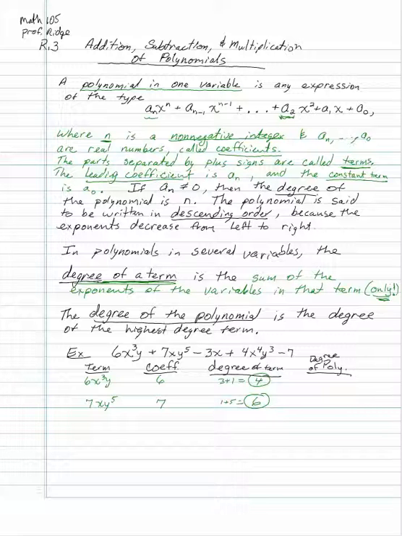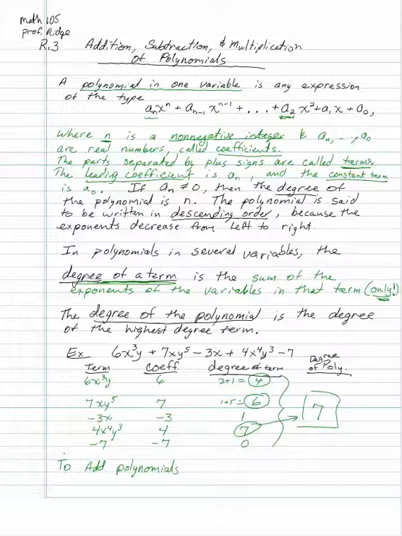The next term is negative 3x. So negative 3 is the coefficient, and the degree is just 1. The next term is 4x to the fourth y cubed. The coefficient is 4, and the degree is 4 plus 3, which is 7. And the last term is negative 7. The coefficient is negative 7, and the degree is 0. So the degree of the polynomial is the highest one, which is 7. So that's a 7th degree polynomial.